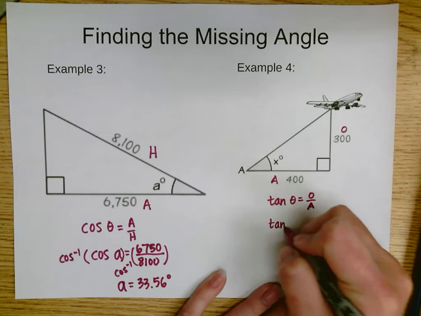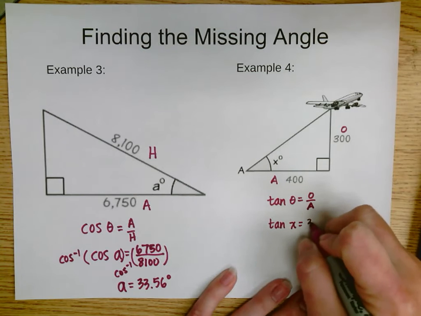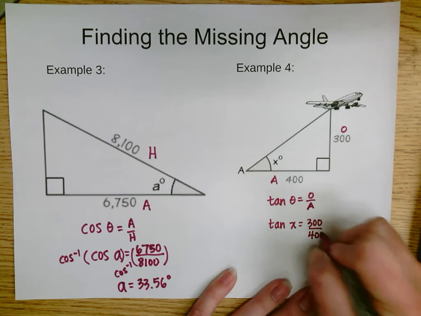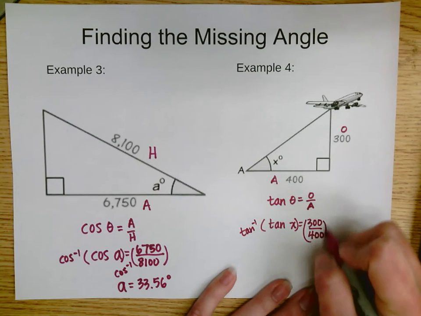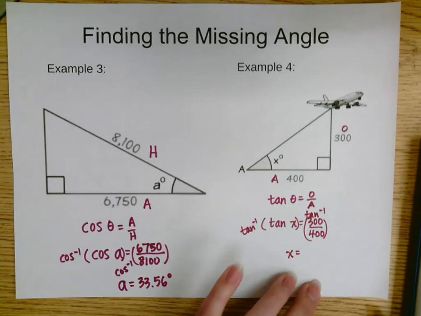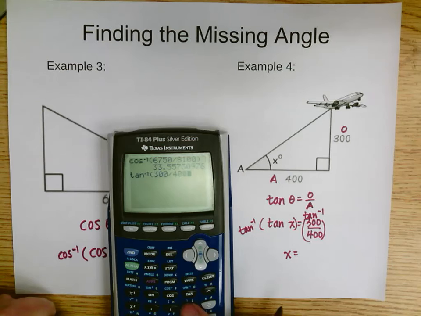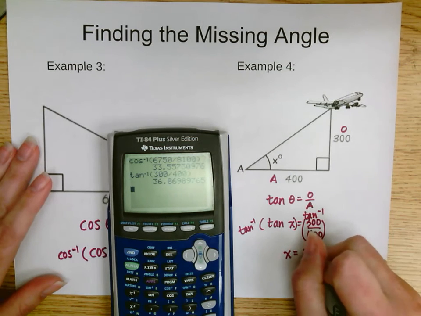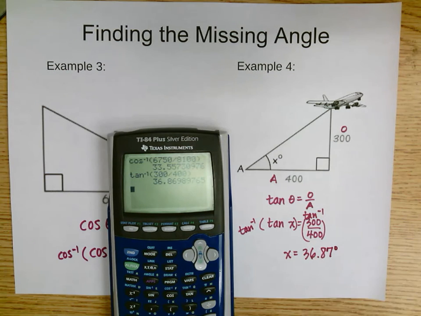So tangent of x, make sure I use the right variables, equals opposite 300 over adjacent 400. And I'm going to undo tangent by doing tangent inverse of both sides. Alright, so I'm ready to stick it in the calculator. Tangent inverse is second tangent, 300 over 400. I get 36.87 degrees. So that's the angle that maybe the airplane's taking off. I don't know. Alright, so that's examples 1 through 4.